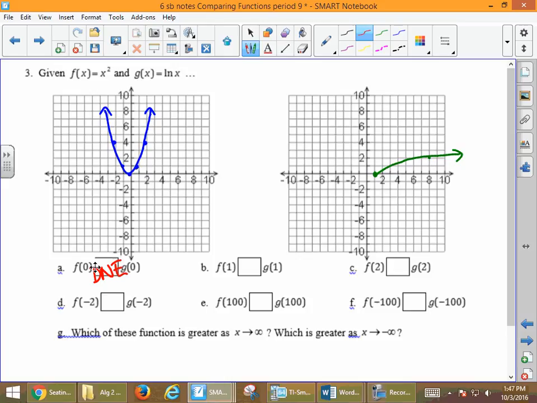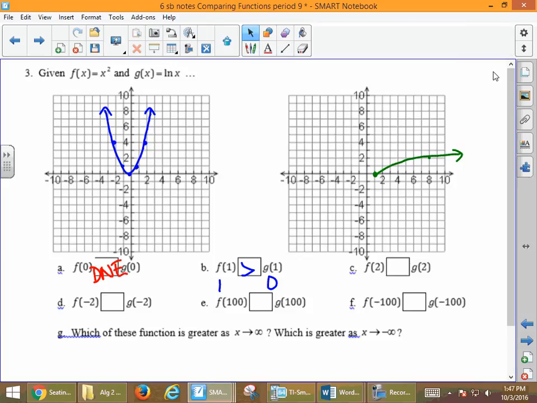But we can compare on the next one there, f of 1. So when we compare f of 1, 1 squared is 1. And the natural log of 1, if we don't know what it is, we can look at the picture. So x is 1, what's the corresponding y value to that? It's 0. And which one is smaller? Our 0 is smaller than f of 1.